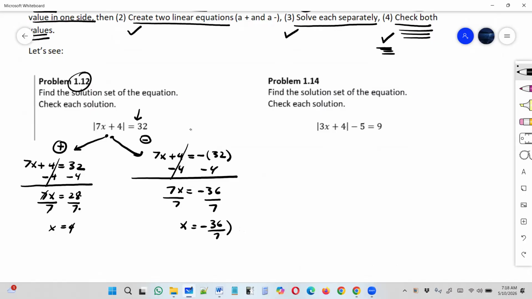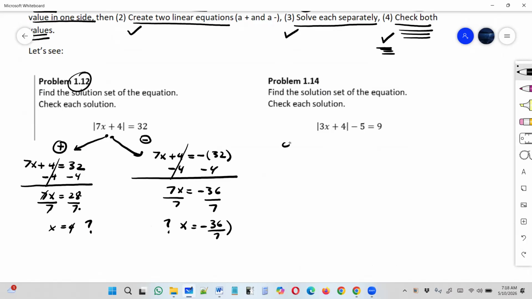Now, we're not done yet. We have to check to see if these solutions work. Maybe this one works, the one on the left. Maybe this one works. Maybe both work. Maybe both do not work. We have to check.